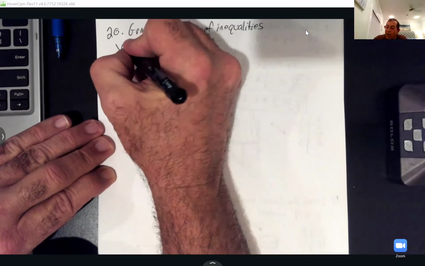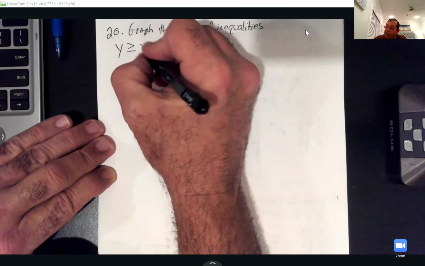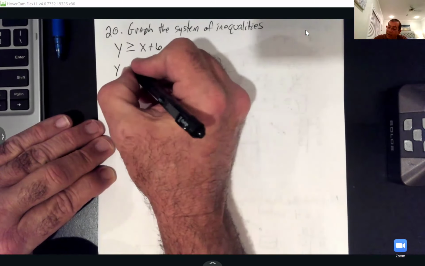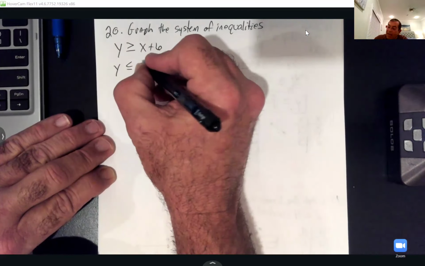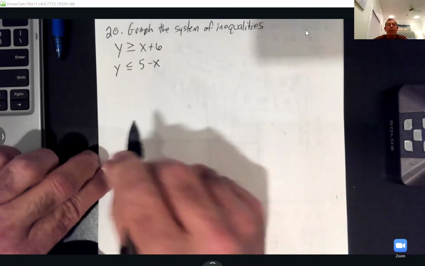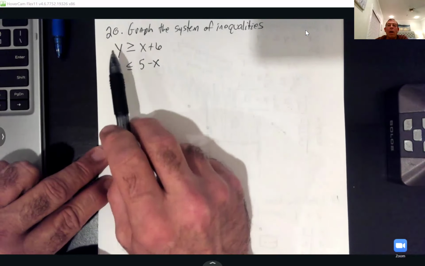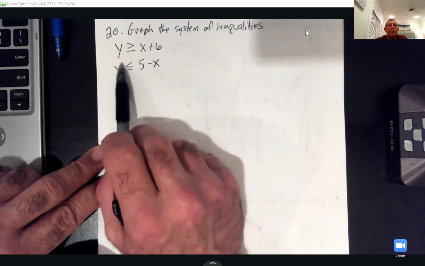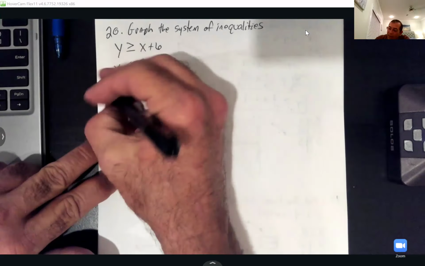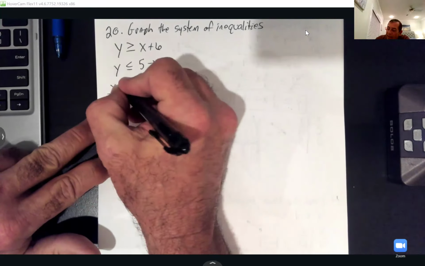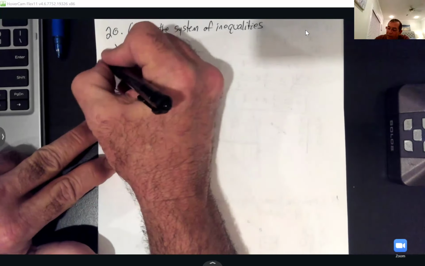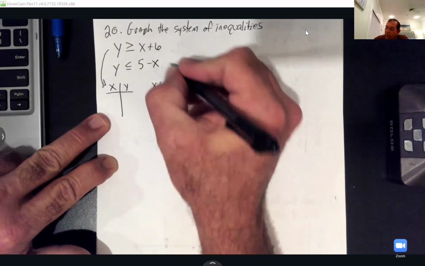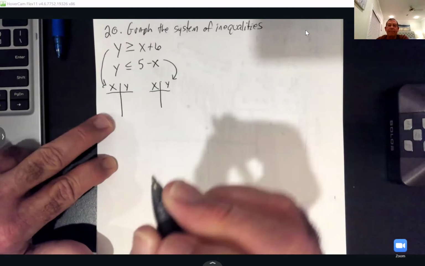So y is greater than or equal to x plus 6, and y is less than or equal to 5 minus x. They're both already solved for y. If you did it on the calculator, you'd put this in y1 and this in y2. I'm doing it by hand, so this will be my first line, and then this x and y here will be for my second line.